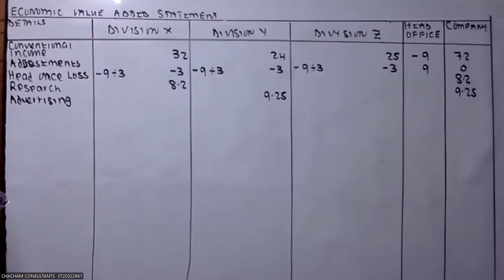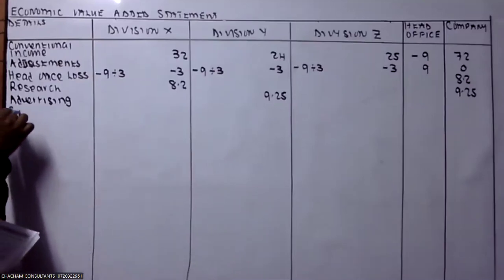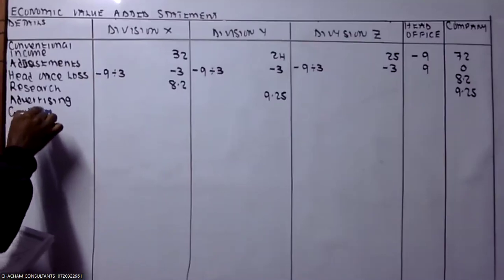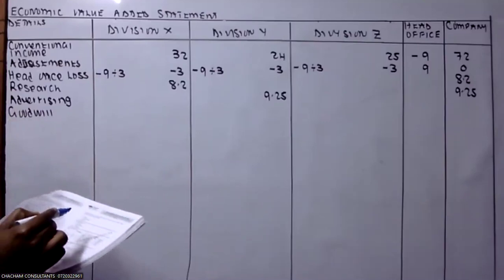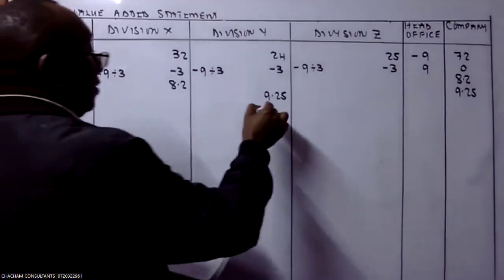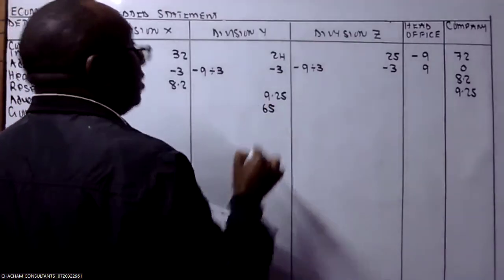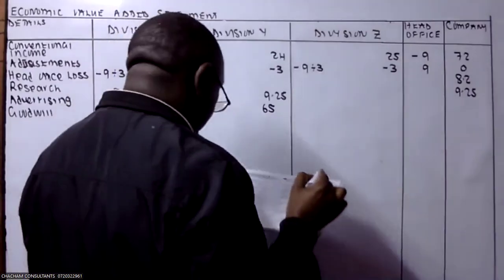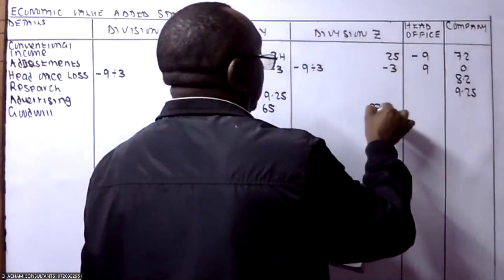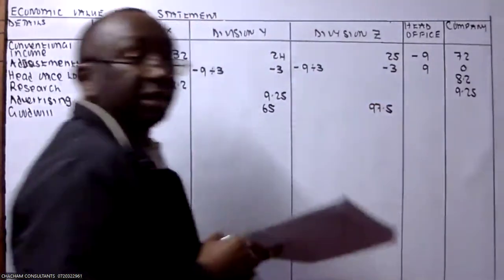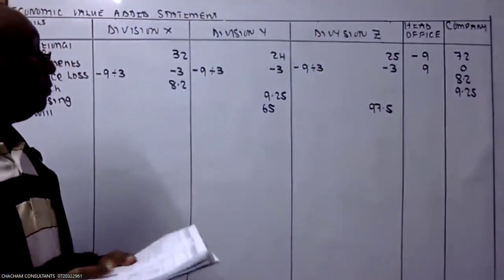Then goodwill amounting to 65 was amortized. So that one should also be added back. All these expenses should be added back. Y ilikuwa na 65. Z ilikuwa na 97.5. So add the two of them, uniambie total.